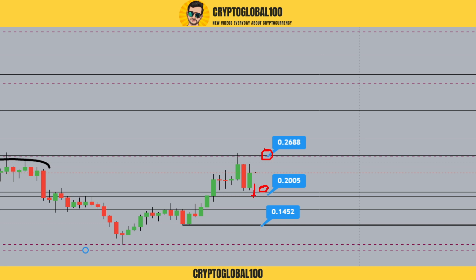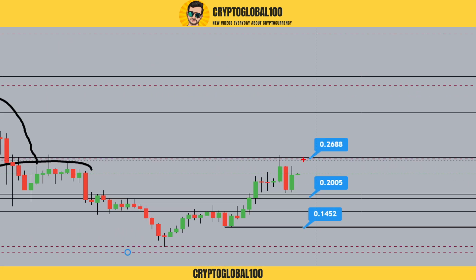Okay, a wick is required from this area, then surely we are going to move on the upside. But if any candle closes below this zone, surely we are going to test the 0.1452 level, because this is the swing high. This candle hole is a zone itself. So we might go below this level.